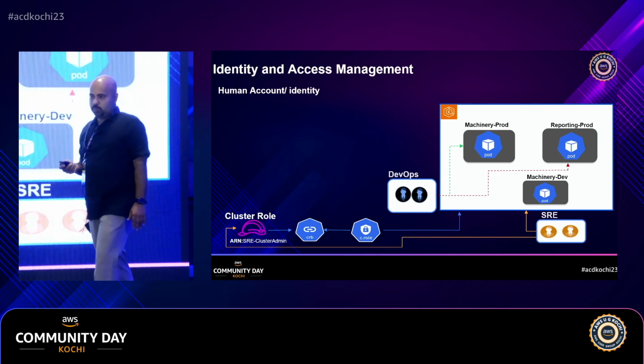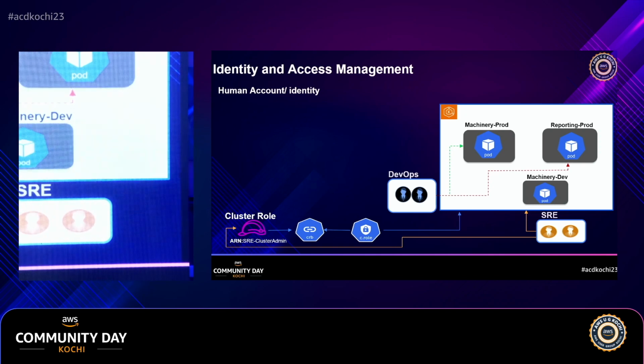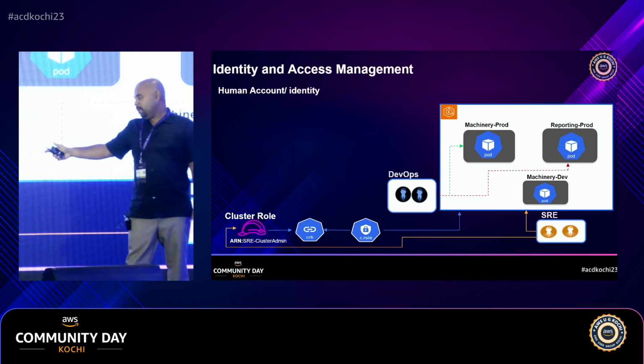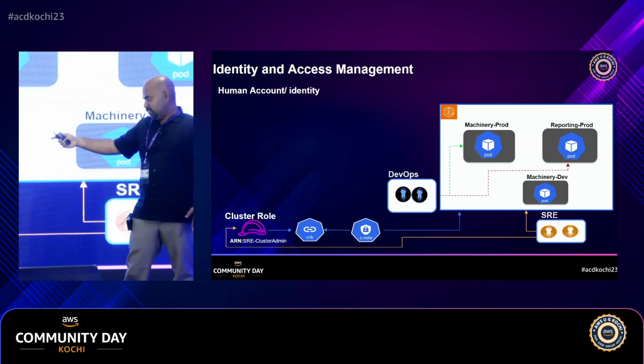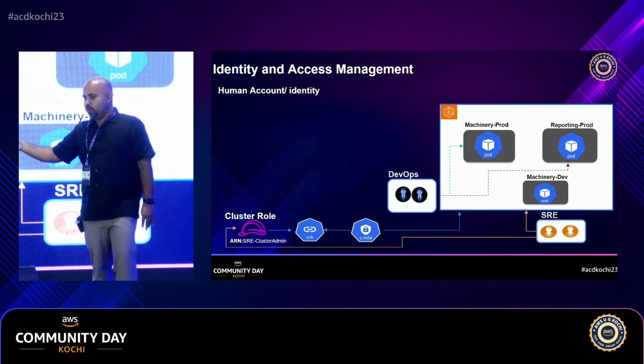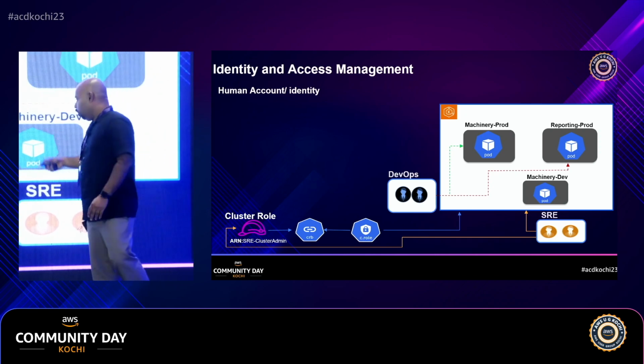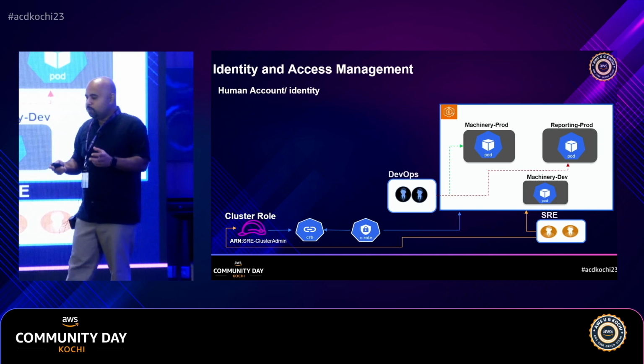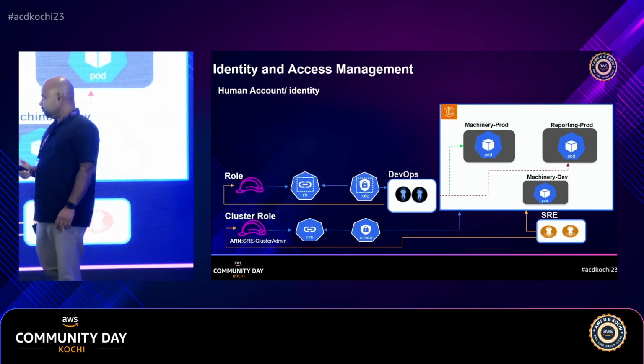Second, how did this work? The cluster role is nothing but the permission, and the cluster role binding associates the permissions with the AWS IAM role, which is assumed by the SRE team, right? Again, a combination of two in the authentication layer.